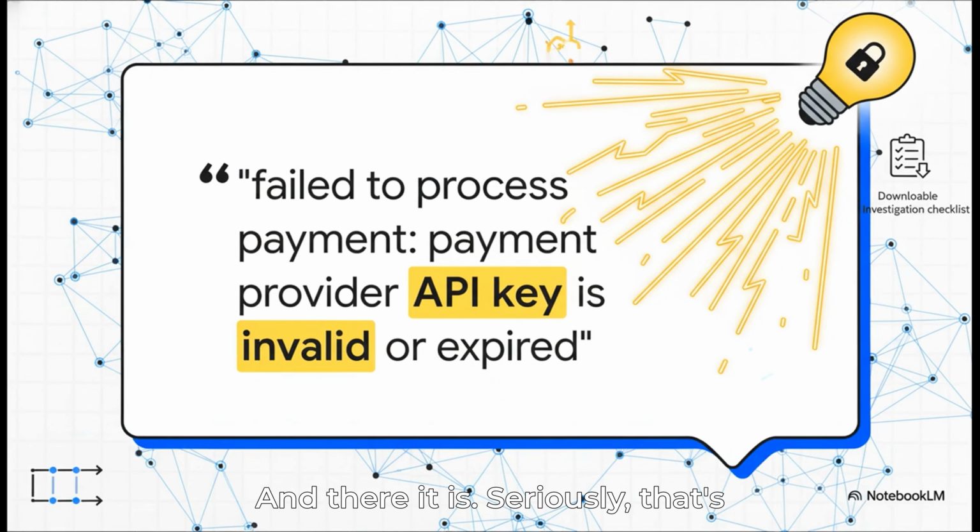And there it is. Seriously, that's the aha moment right there. A single log line that tells us everything we need to know. The root cause isn't some complex bug in our code, it's a simple operational issue. Our payment provider's API key is invalid, or maybe it just expired. We've found the smoking gun.